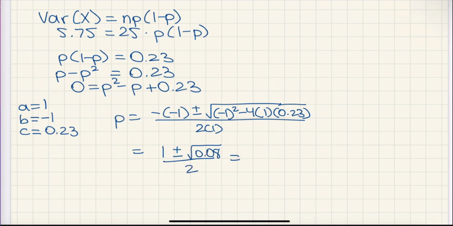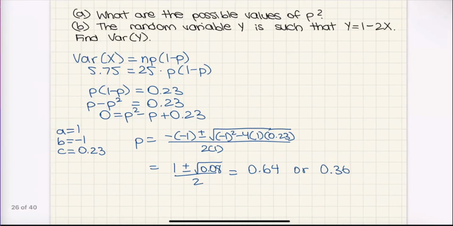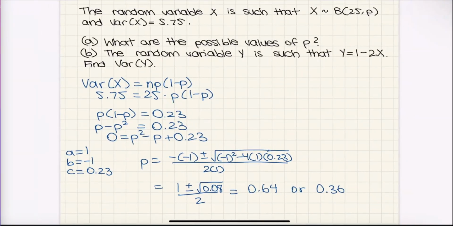And that is equal to either positive 0.2828 approximately plus 1 divided by 2, which is about 0.64 approximately, or the other potential option is that it's about 0.36. And so therefore, the probability of one success is approximately either 0.64, a 64% chance, or a 36% chance, right? We don't know which one is a success and which one is a failure, but it will be one of those things.